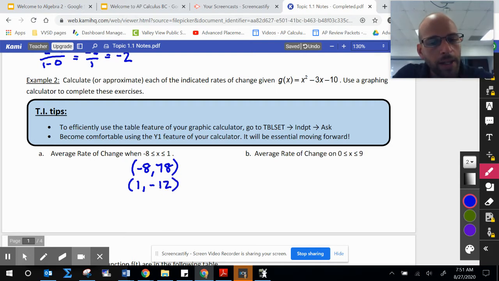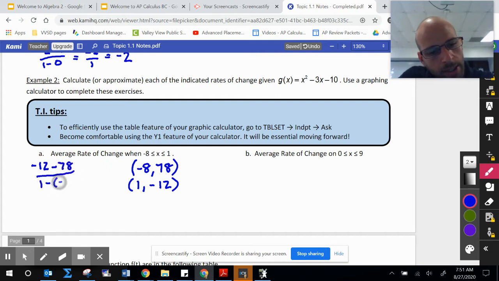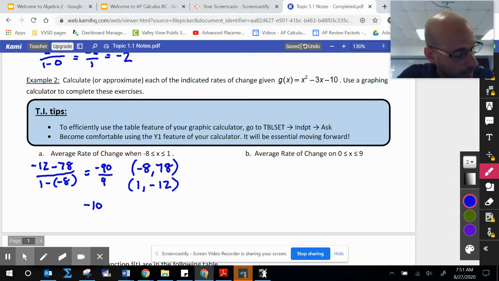-12. So if I find that average rate of change now, so -12 minus 78 all over 1 minus a -8, and that gives me a -90 all over 9, or in this case, a -10. So my average rate of change of that function is a -10. Okay, and I could do the same thing again.